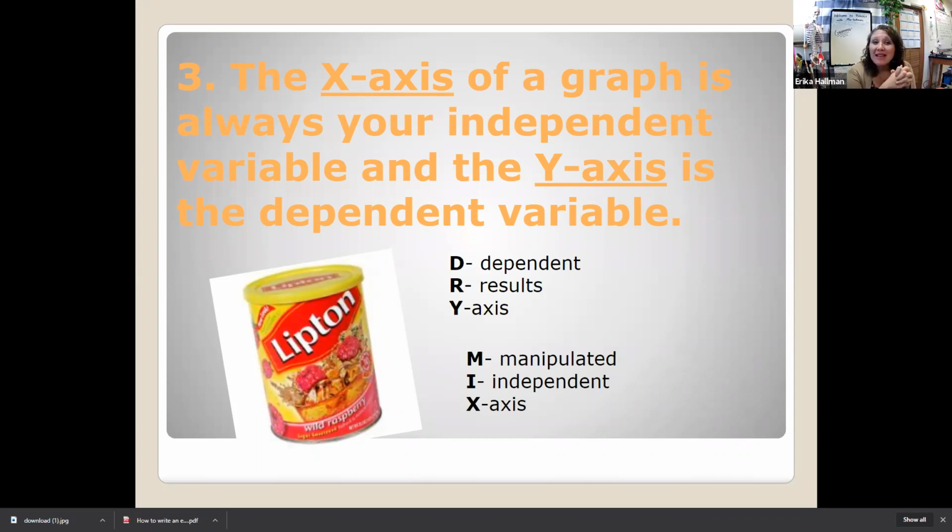So the x-axis of a graph always has to be your independent variable. And this is true in chemistry and physics as well. The y-axis, which is the up and down vertical axis, always has to be the dependent variable. And we keep these the same so that in science we can always look at a graph and we can extrapolate what that experiment was about.